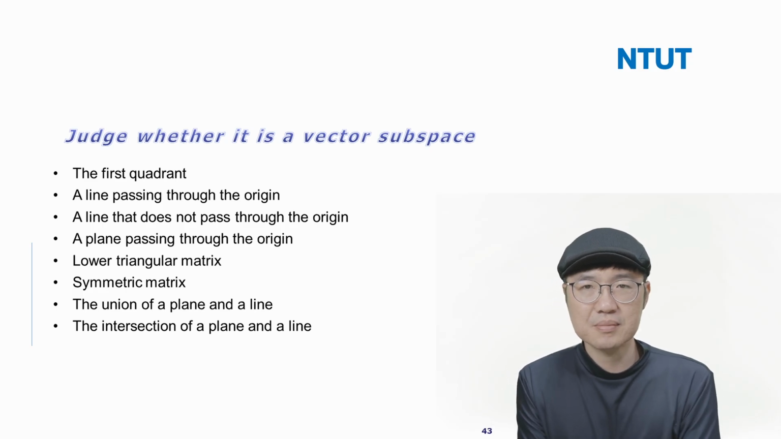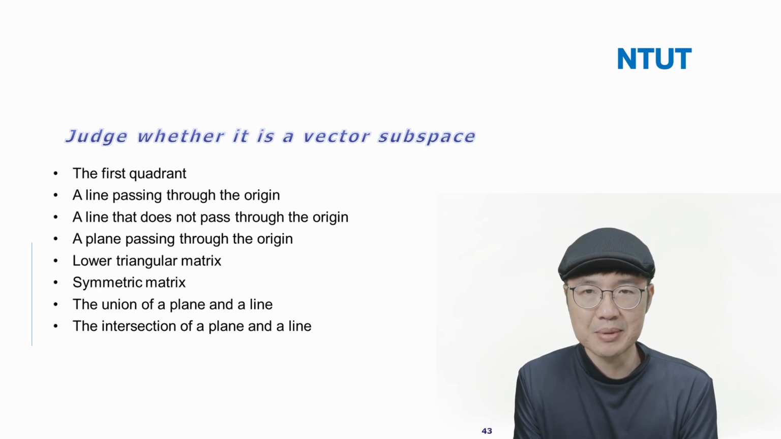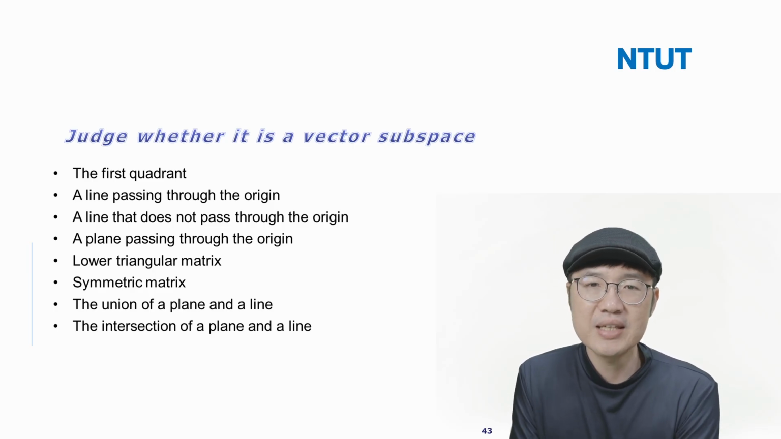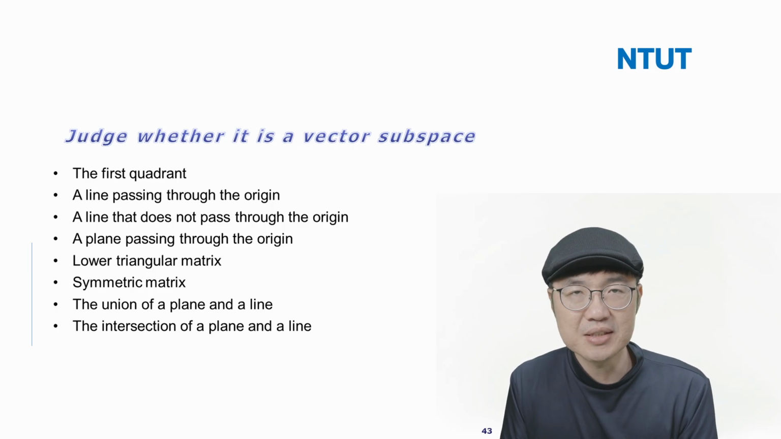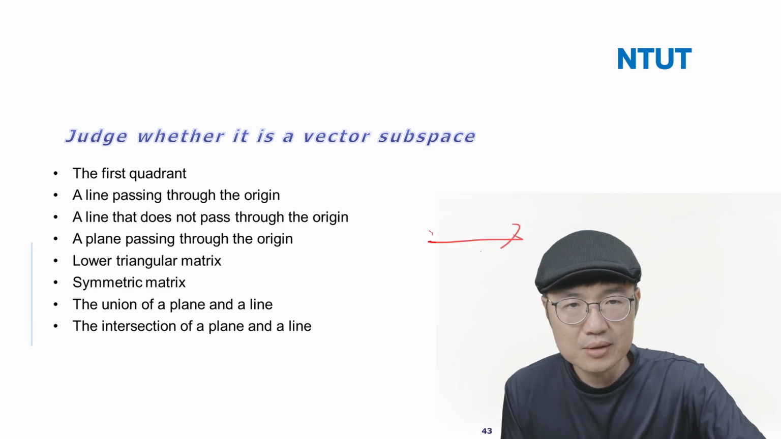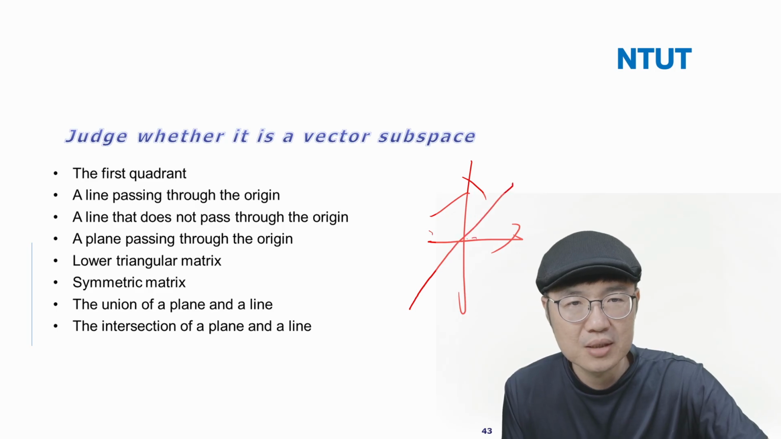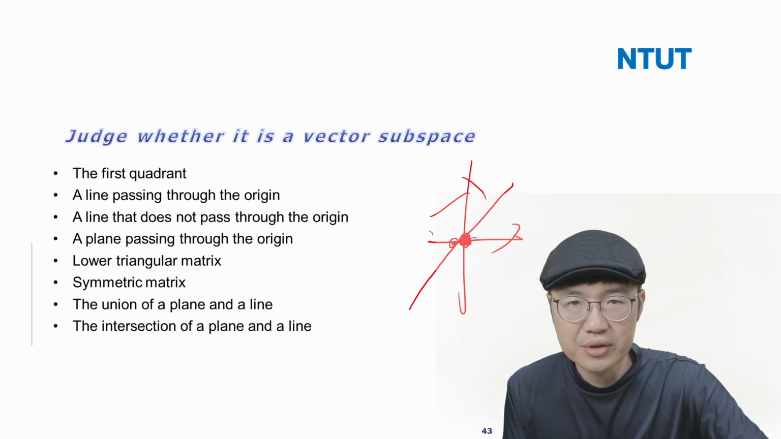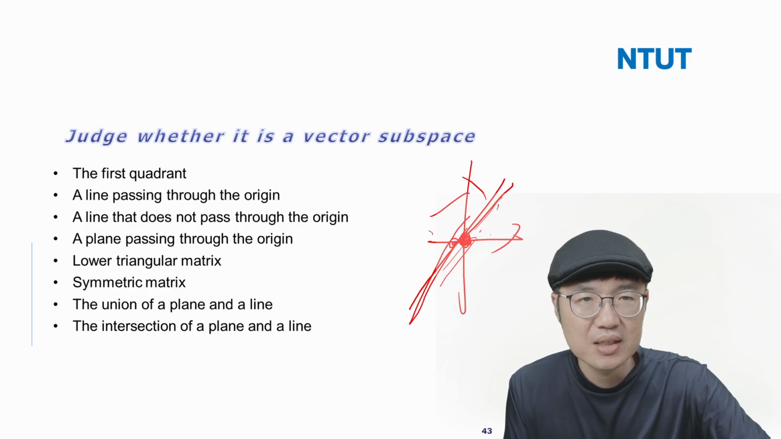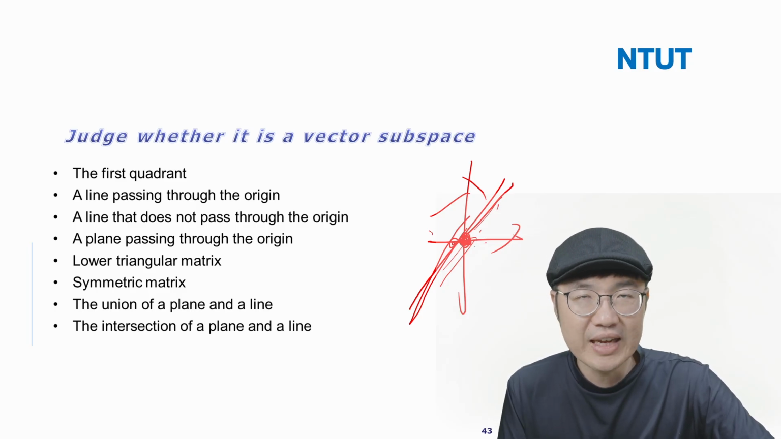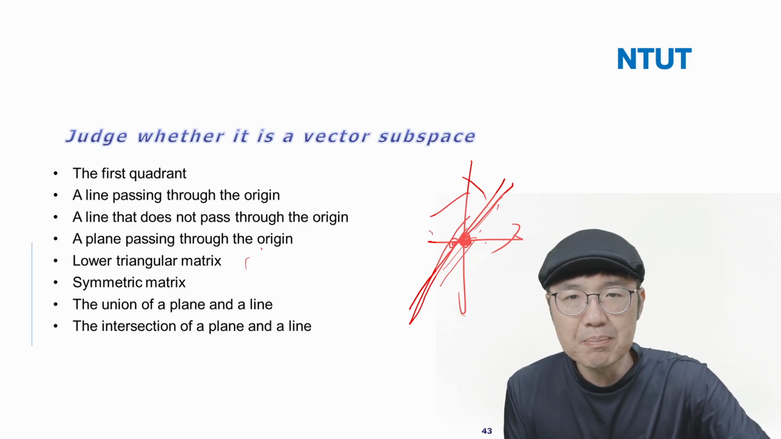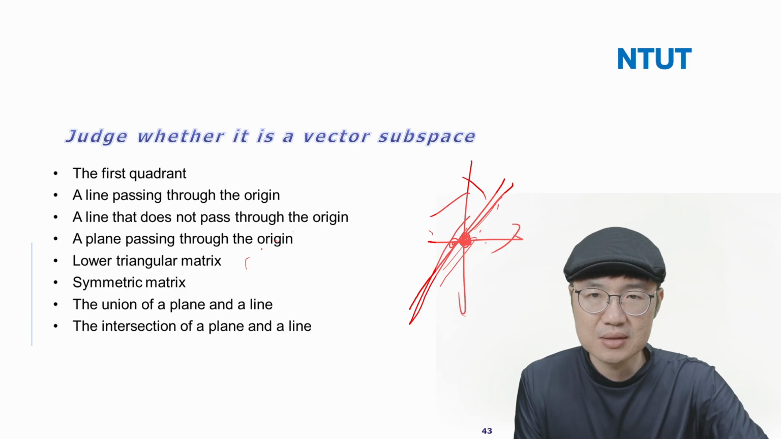So let's consider some examples here. Now the first quadrant is not a subspace, we already know that. A line passing through the origin is a subspace, because a simplified scenario is a two-dimensional plane. This line passes through the origin. So when you multiply this by a number, or a plus b, the result stays there. It's a subspace. A plane passing through the origin is also a subspace.